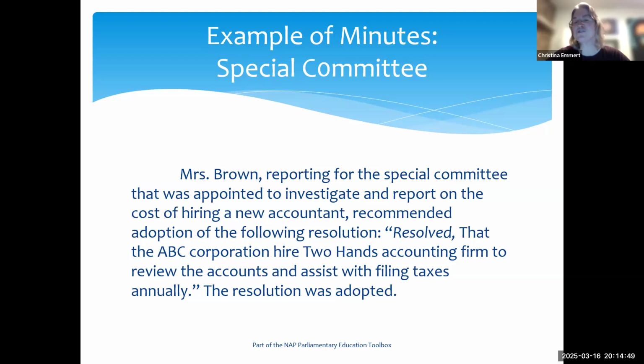Yeah. And of course you have your standing rules, but you're right, those motions that were made, unless they were part of the standing rules, aren't going to be in your standing rules. They would need to be a separate document for sure.